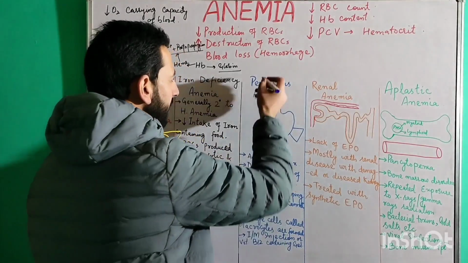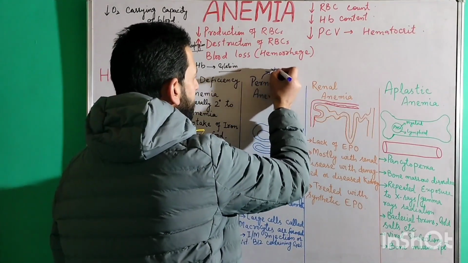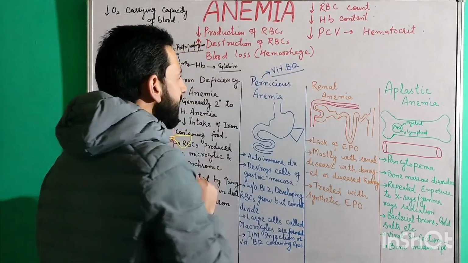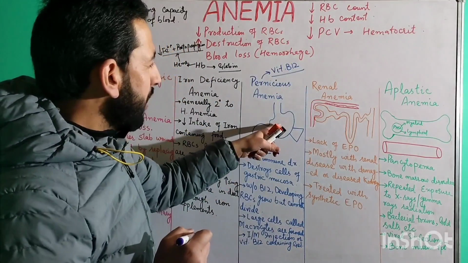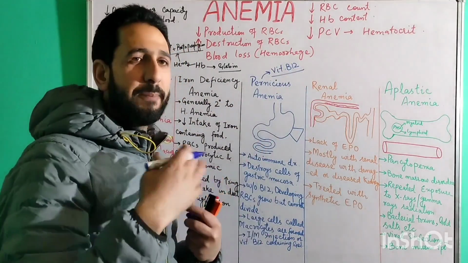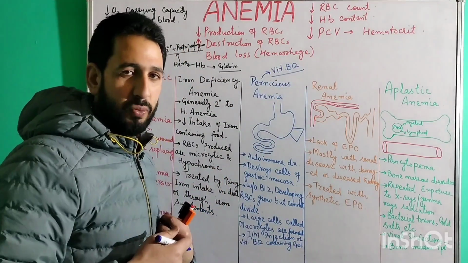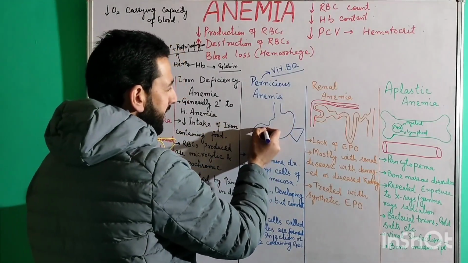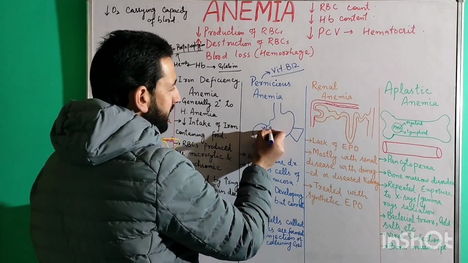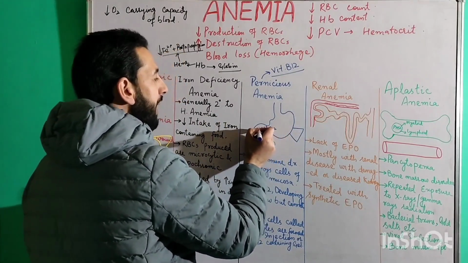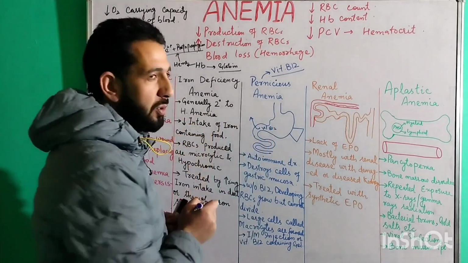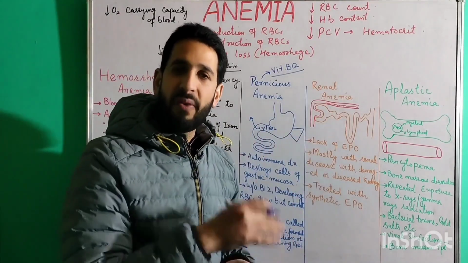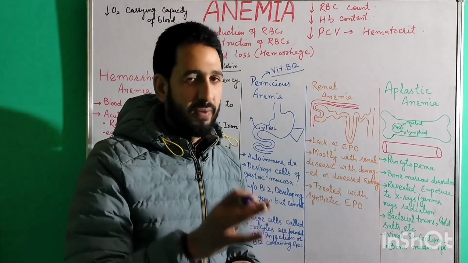Now, when there will be deficiency of vitamin B12, so what will happen is, जब हम vitamin B12 हमारे डाइट के साथ लेते हैं, that vitamin B12 is there in the gastrointestinal tract. That vitamin B12 has to be absorbed into the circulation so that this vitamin B12 can be taken to bone marrow, where it will be utilized for the process of erythropoiesis.